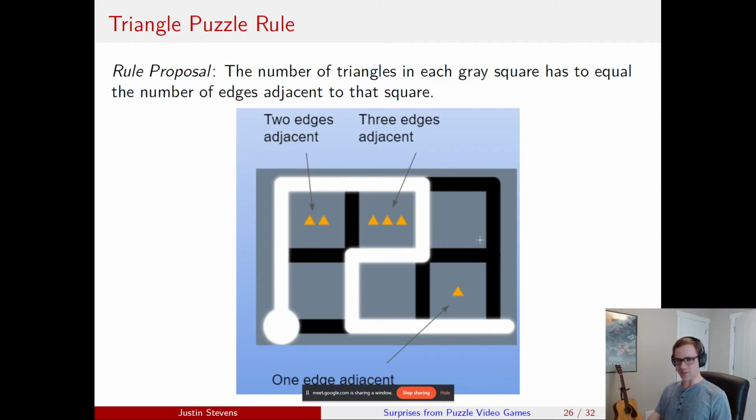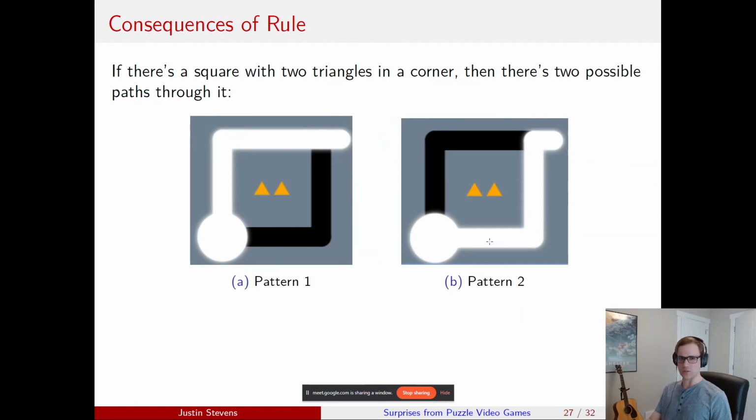And now the next thing that we have to think about is what are the consequences of the rule? One interesting consequence is that if there's a square with two triangles in a corner, then there's one of two possible paths that it can go through. It can either go up and then right, or right and then up.